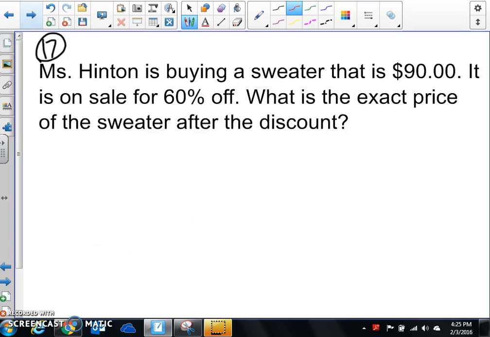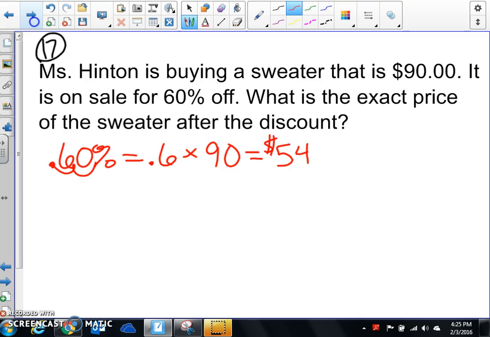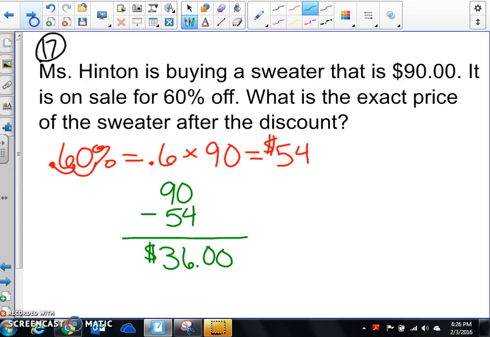Mrs. Hinton is buying a sweater that costs $90. It is on sale for 60% off. What is the exact price of the sweater after the discount? I take 60%. I turn it into a decimal by jumping twice. And then I multiply by $90, which is the amount of the sweater. So 0.6 times 90 is $54. That is how much the discount is, but it wants to know the exact price of the sweater after the discount. So I take the original amount of the sweater, which is $90, and I subtract 54. And that gives me a sweater that costs $36.